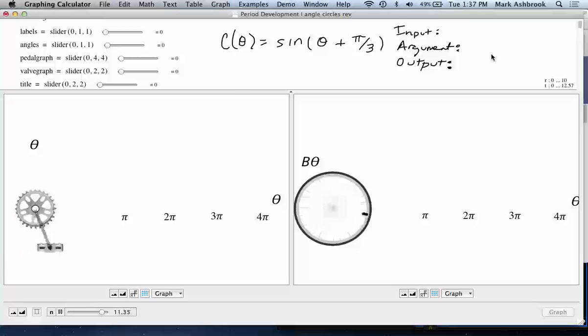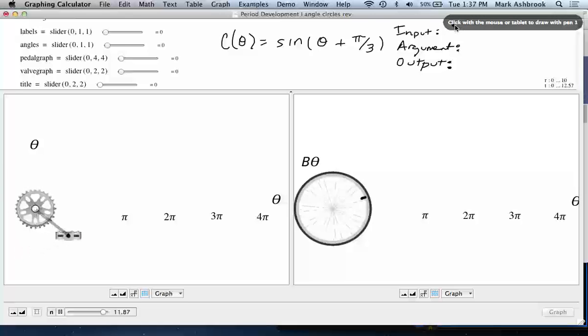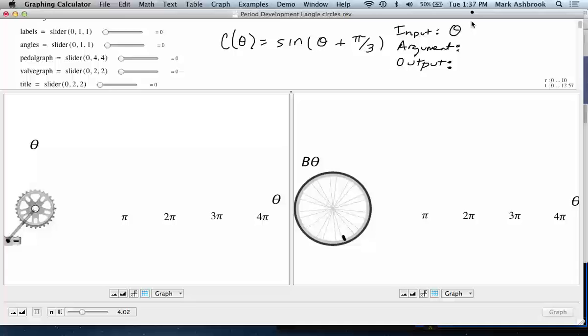Okay, so let's see how you did. Jonathan, tell me about the input of this C function. What's that? Okay, and what does it mean? So he wants the input is theta, and what's the meaning of theta in this context? So that's why I gave you some time to think about it and work on it. Tas, what's the meaning of theta in this context?